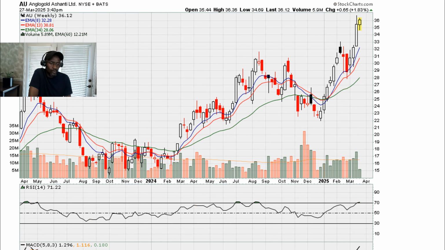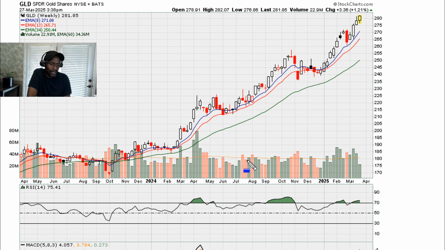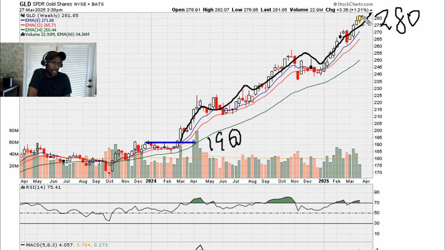But compare this with GLD in the same time period. Now, GLD being an index is not going to move as fast, but compare this chart. This is a 2-year weekly. GLD also moved here, let's call it 190, now touching 280. So it clearly hasn't doubled in price. But take a look at the ride. GLD has been more stable to the upside.